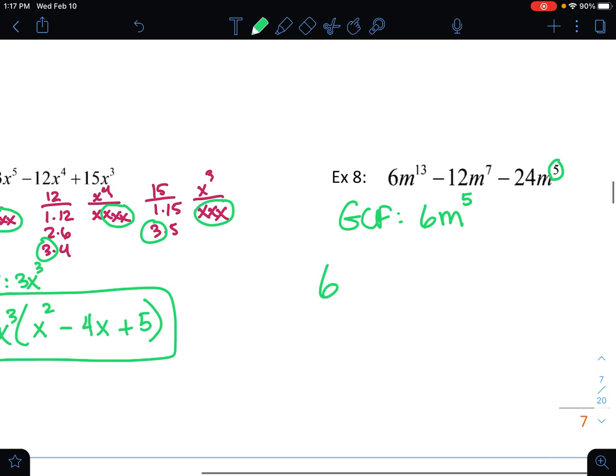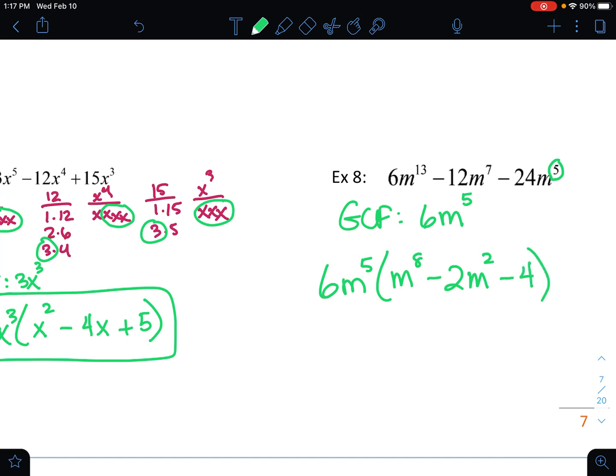So I need to now factor 6m to the 5th. So what's left would be just 1, but 13 minus 5 is 8, and then minus 2m to the second minus 4, and all the m's are in front. So there's my factored answer.